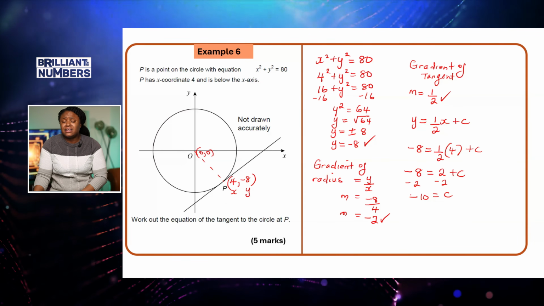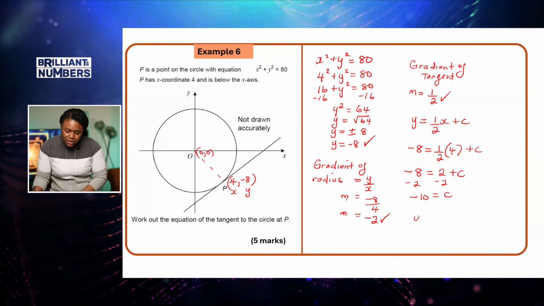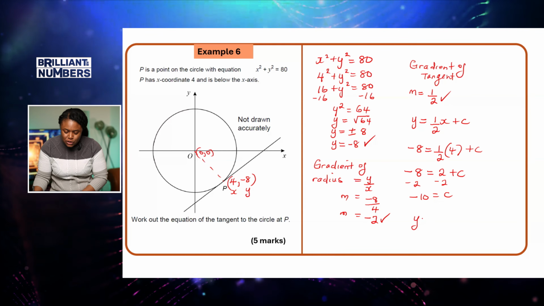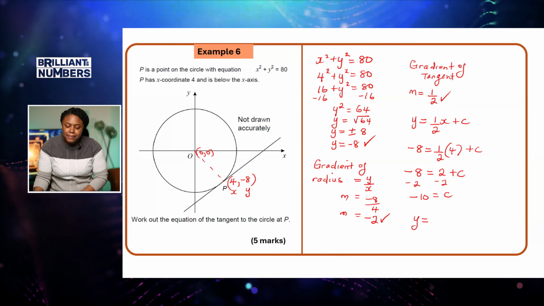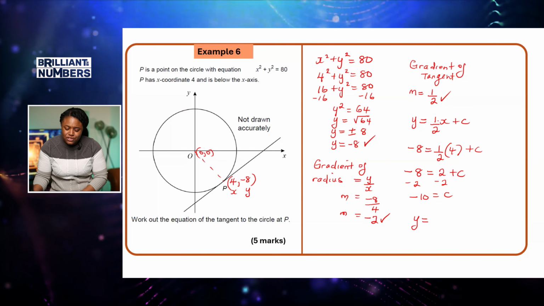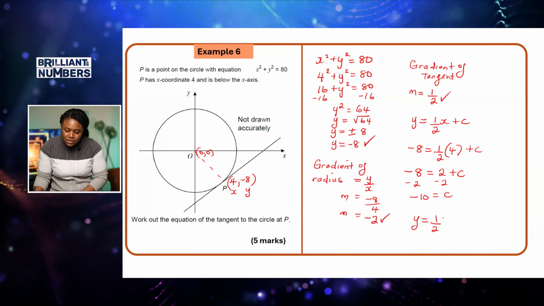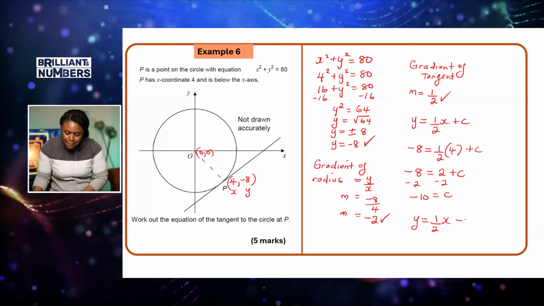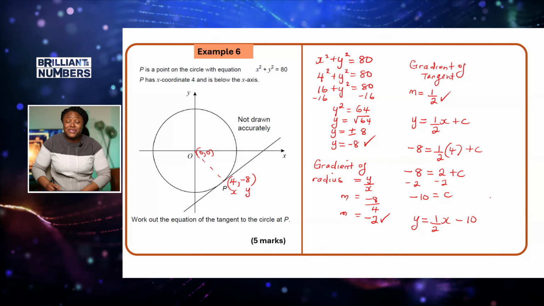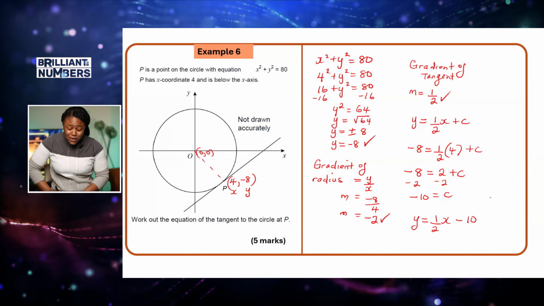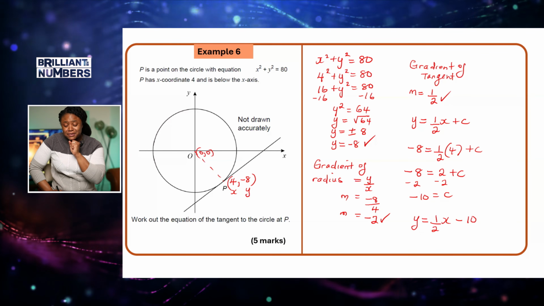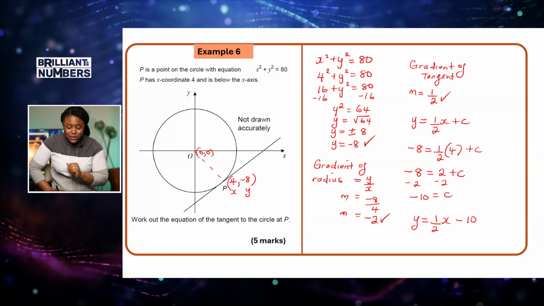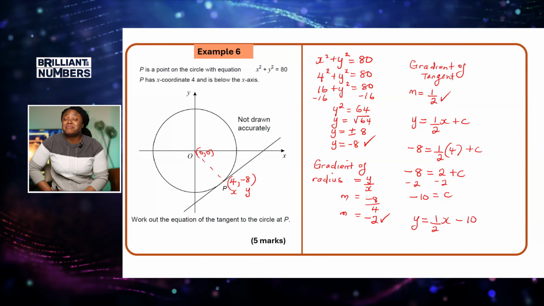I've got everything I need. So the final answer, the equation of the tangent, is y equals, going back to the gradient of the tangent, 1/2 x, and the y-intercept is minus 10. So I have now completed that 5 marker, and I have gotten the equation of my tangent.